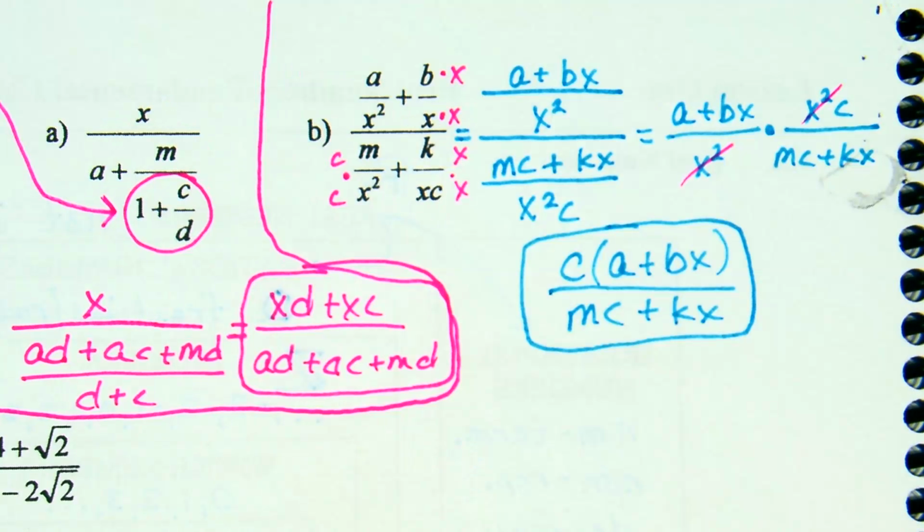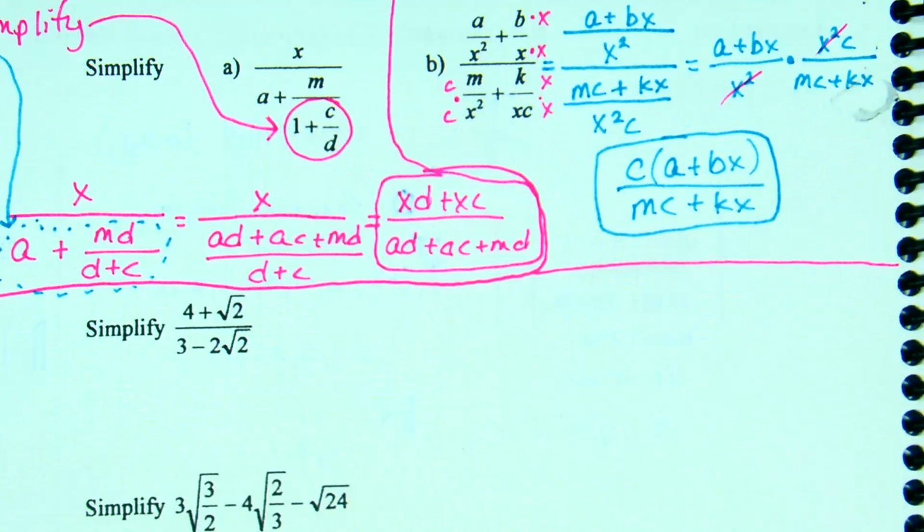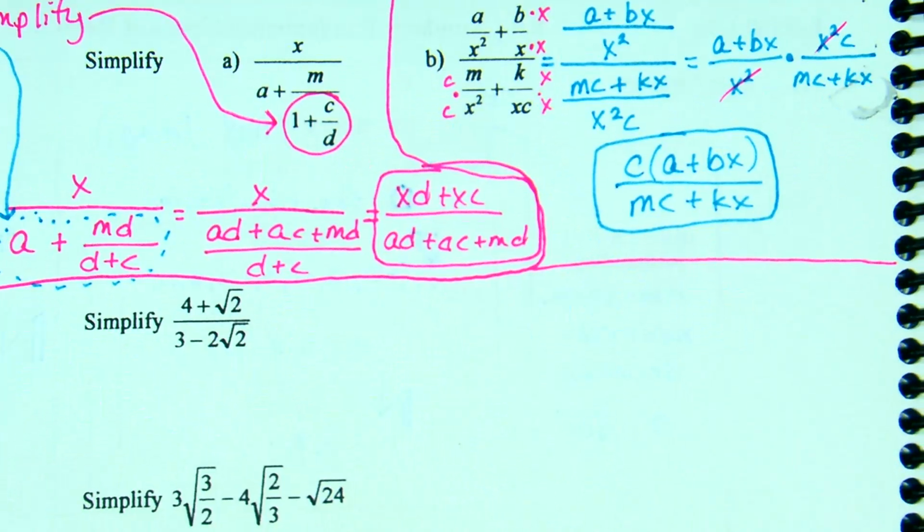Okay. We've got to pick up the pace here. We've got a lot to do yet, and not as much time. Good news is, this next one shouldn't be as bad. Okay, radicals. 4 plus square root of 2 over 3 minus 2 radical 2. What's wrong with this?